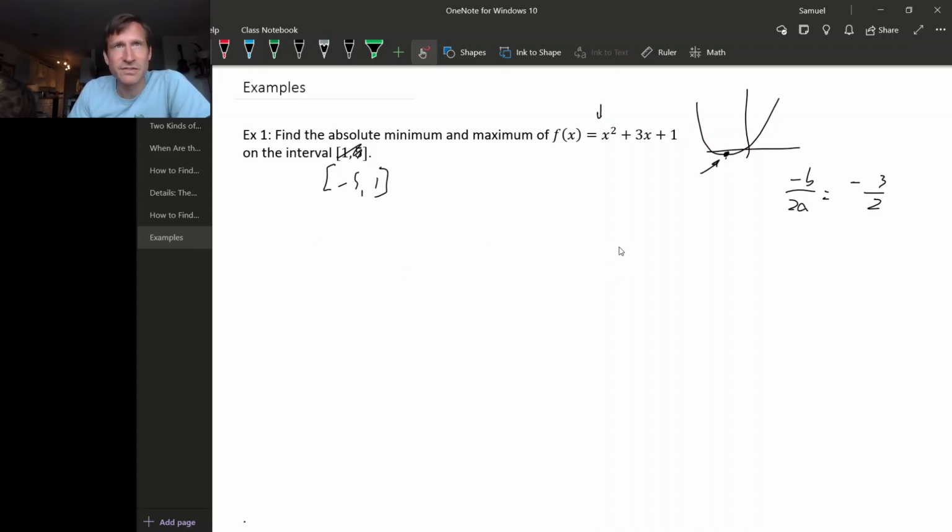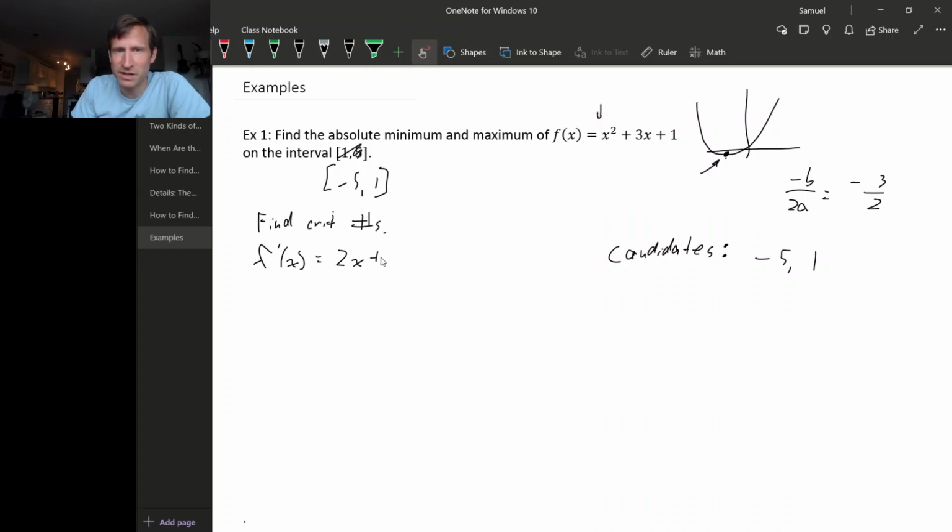Remember, we have to make a list of candidates. That is, x values that might be the absolute minimum or absolute maximum. And always on your list of candidates will be the endpoints, so minus 5 and 1. Now we need to find critical numbers. So to find critical numbers, we need to calculate the derivative of our function.